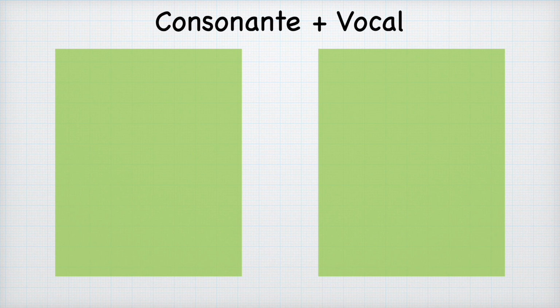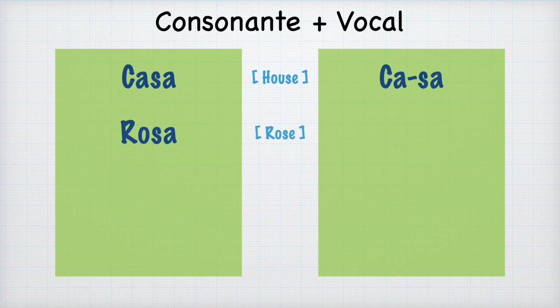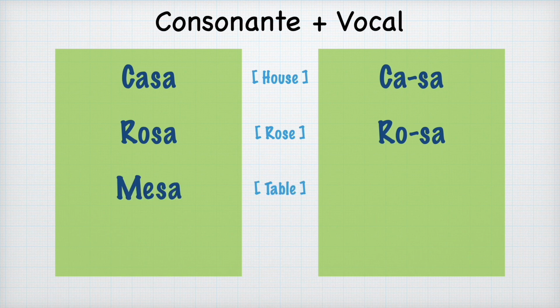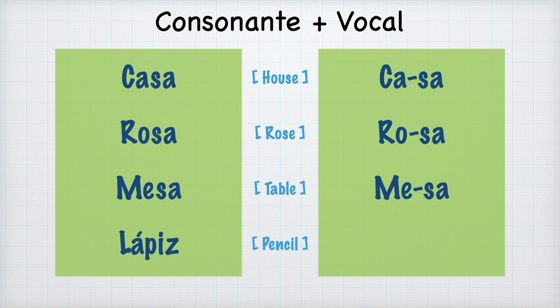The most common structure is the consonant plus vowel structure, where we have casa, casa, it has 2 syllables, rosa, rosa, the same structure, so we have consonant plus vowel. Mesa, mesa, and the last one is lápiz, lápiz. On this one we see consonant plus vowel, and then we have consonant, vowel, consonant.